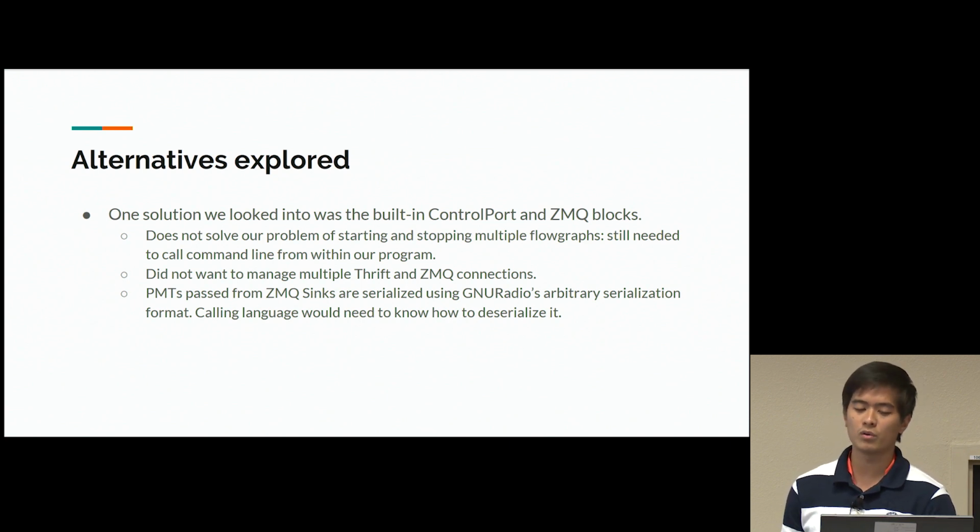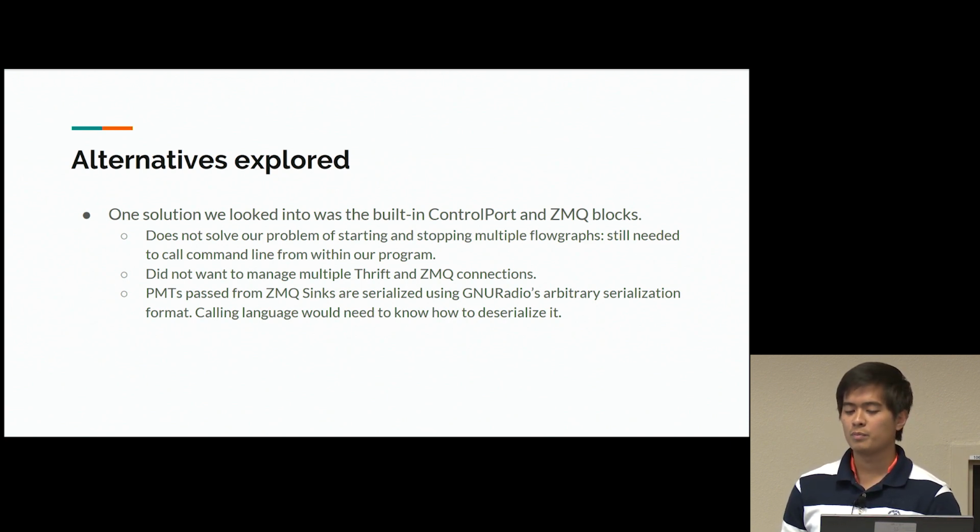For every flow graph we run, we'd need to run control port on a separate port and have our software communicate with that. And with ZMQ sinks, we'd need to open multiple ports for every kind of data that our flow graph returns. So that kind of thing will quickly get annoying to manage in software.